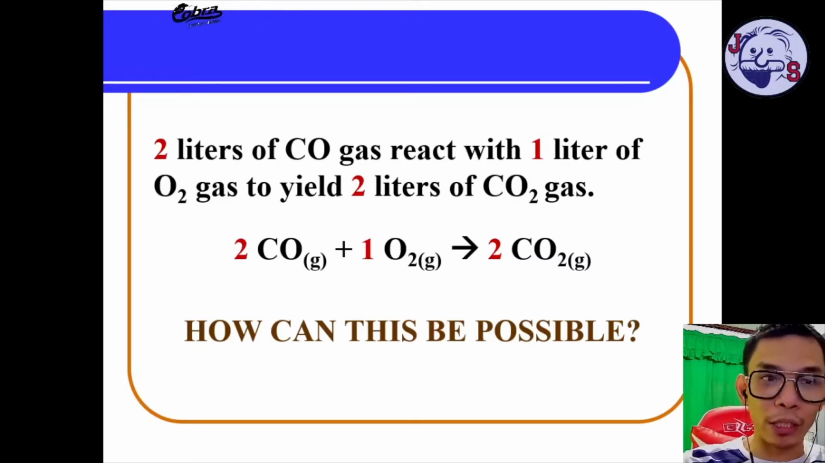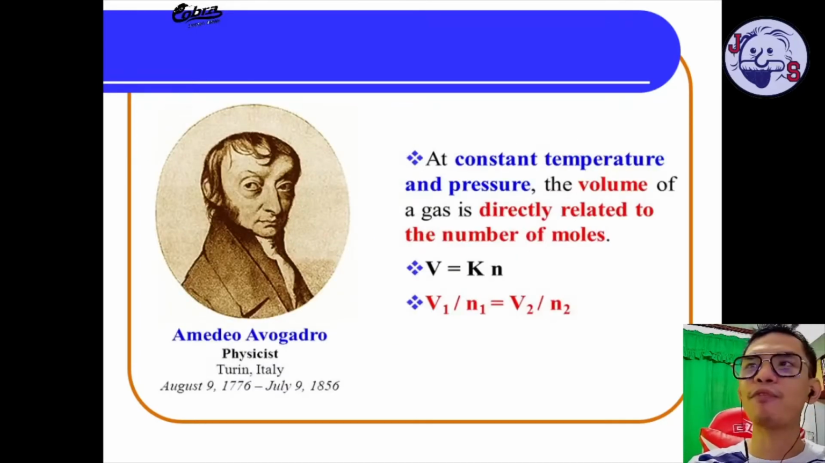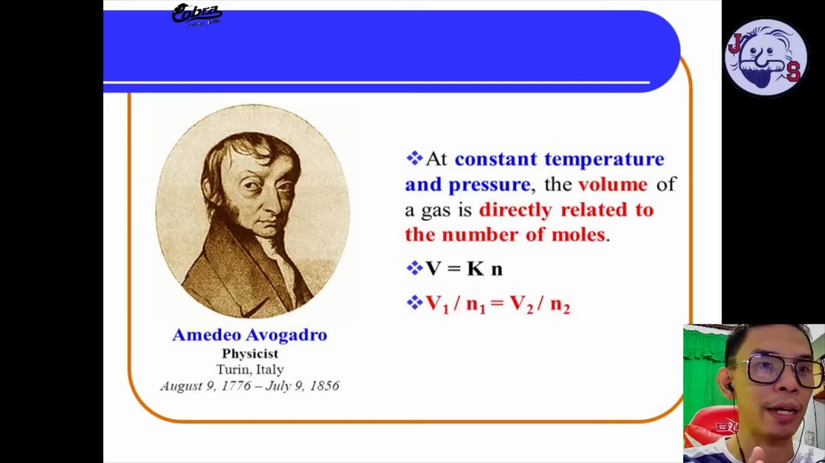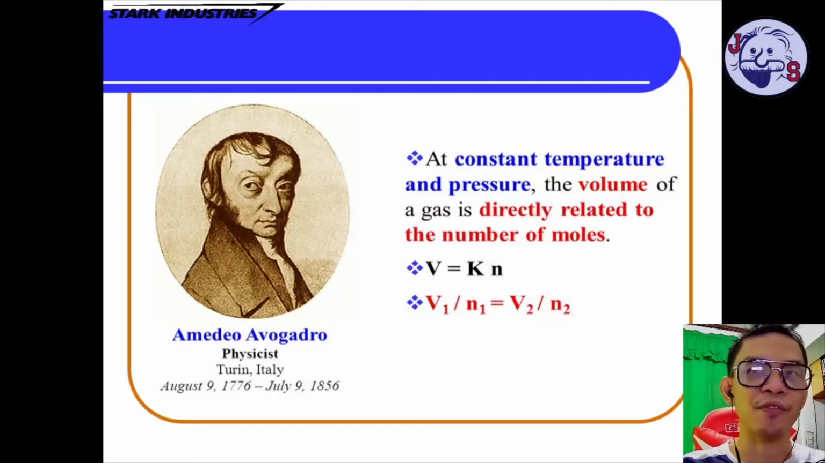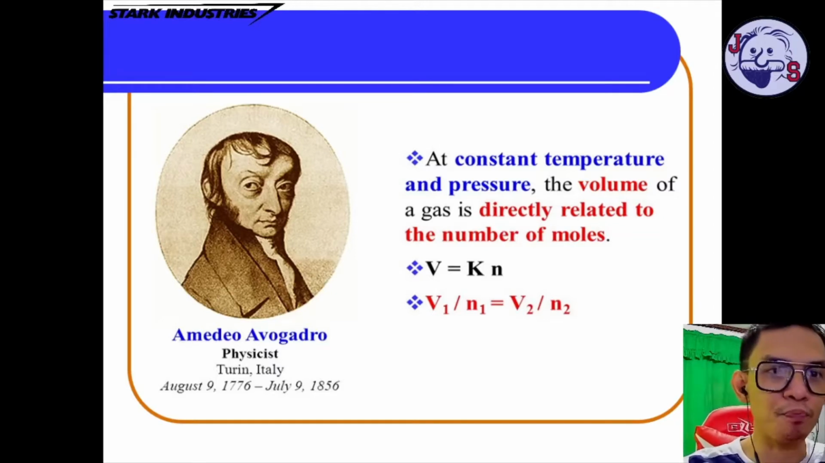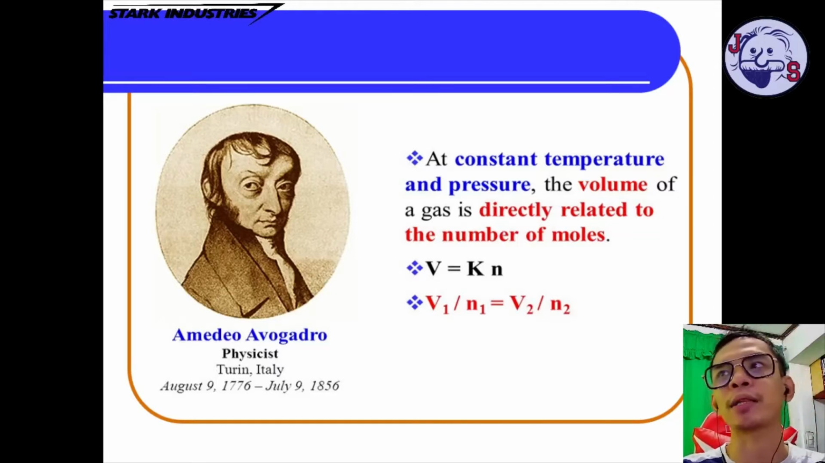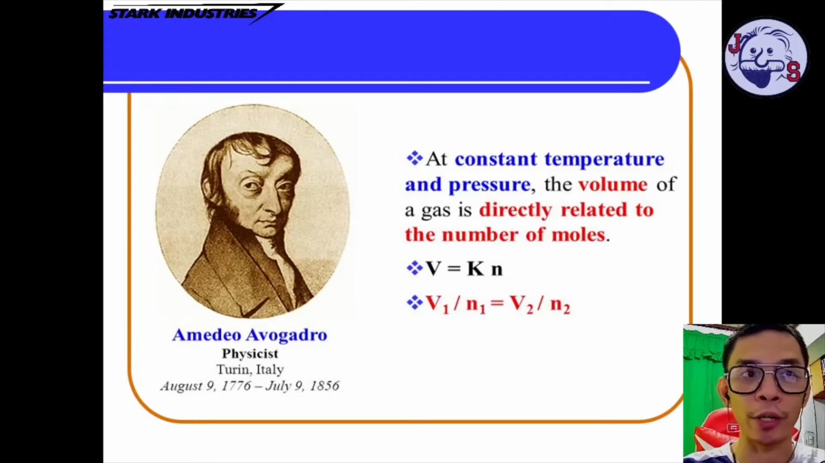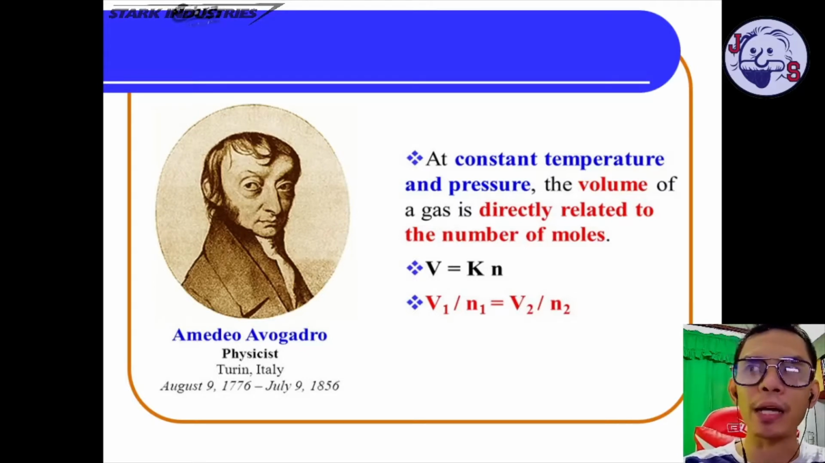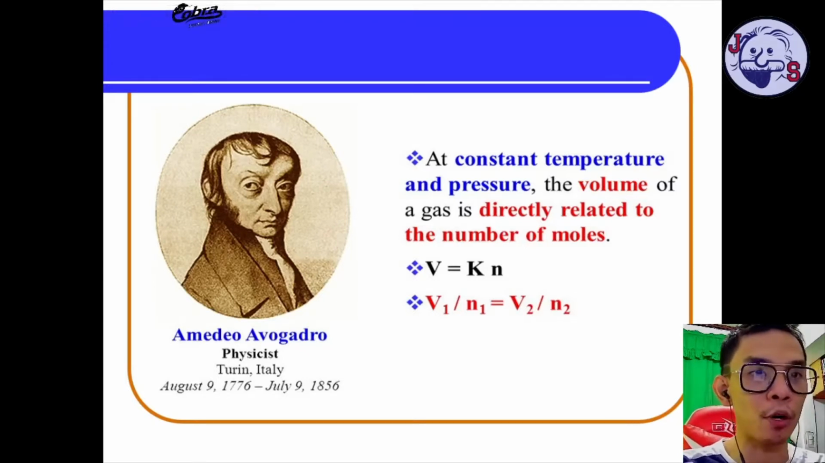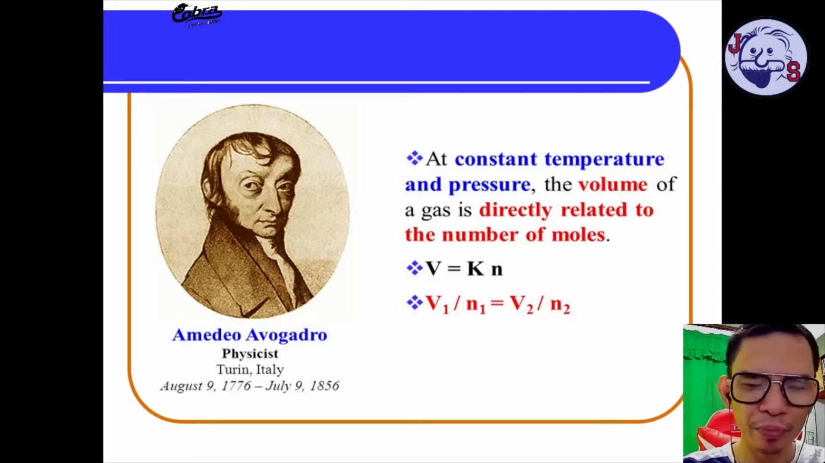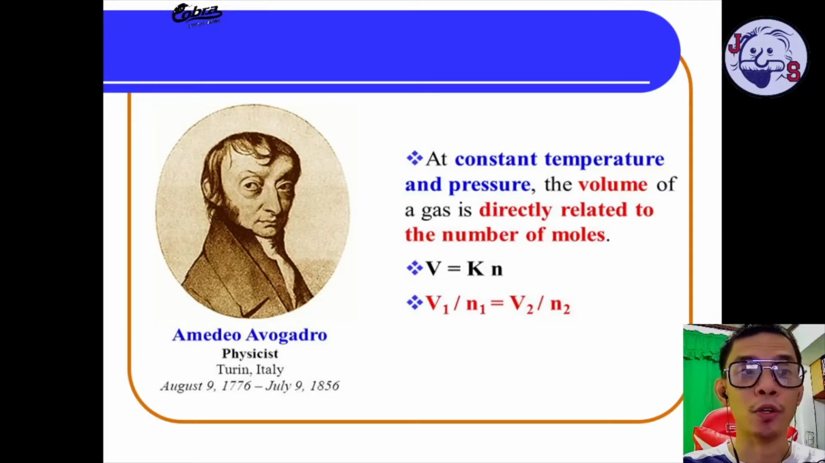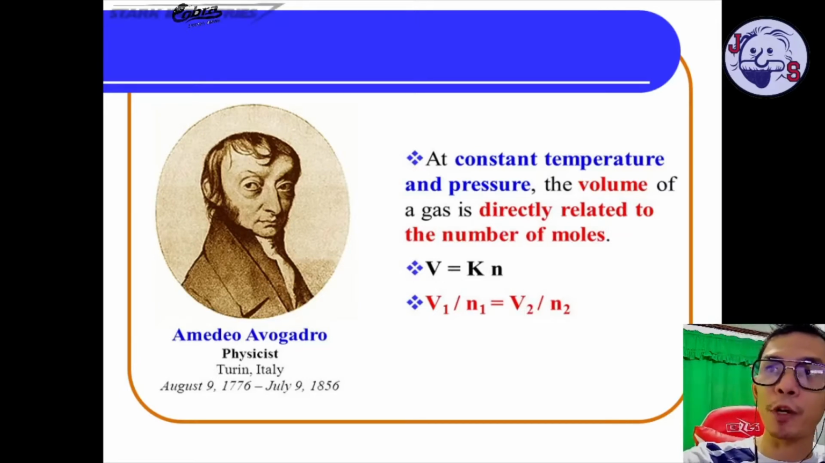So, what is this Avogadro's law all about? Avogadro's law was formulated by Amedeo Avogadro, an Italian physicist. What he points out is that at constant temperature, the volume of a gas is directly related to the number of moles. So that's his idea, and we produce this formula that you have right here.